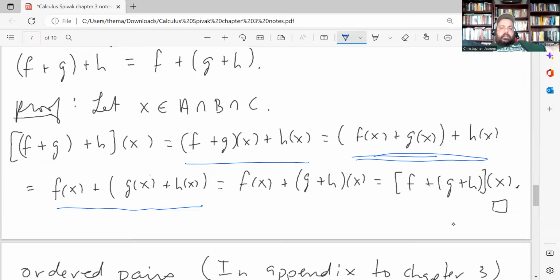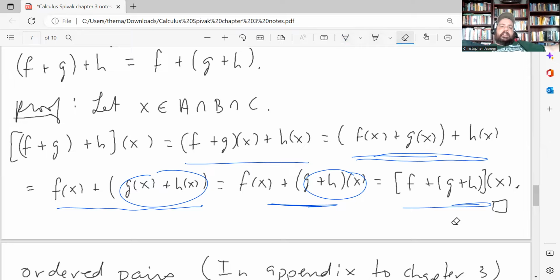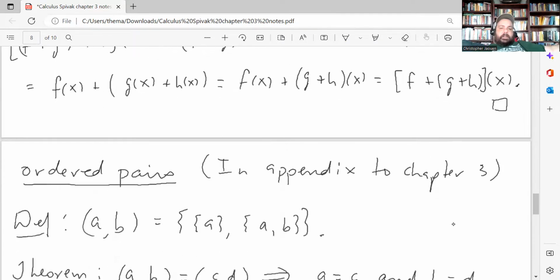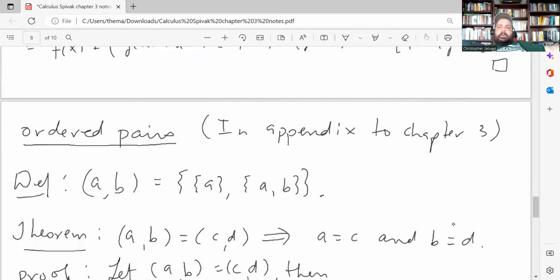And then this part is equal to this, g plus h of x. And then finally, this whole thing by definition is equal to f plus g plus h in parentheses of x. All right, so that shows that for any input value, it doesn't matter if you define the sum of those three functions as f plus g first, then h, or you take g plus h and then add f to it. So this is an associative operation.